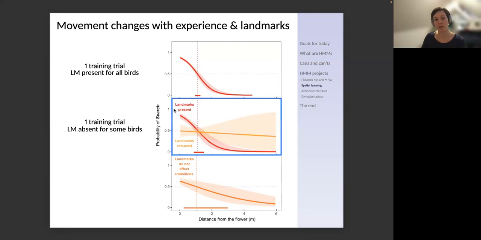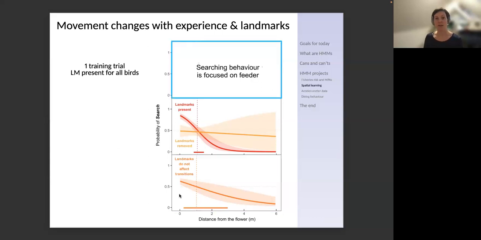In the second experiment, where they removed the landmarks for some birds, they found that for the birds that had the landmarks, in the red line, the probability of search was highest closest to the flower. But when the landmarks were removed, they were equally likely to be searching at any distance from the flower. In the third experiment, where animals actually had experience of where the flower was, it didn't actually matter whether there were landmarks or not, because the animals had learned where they were.